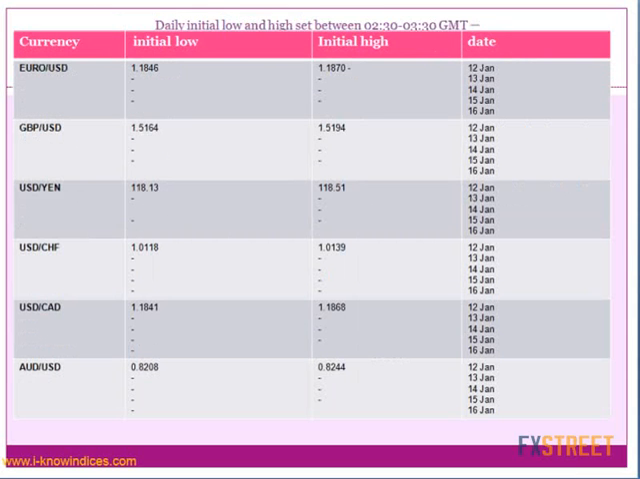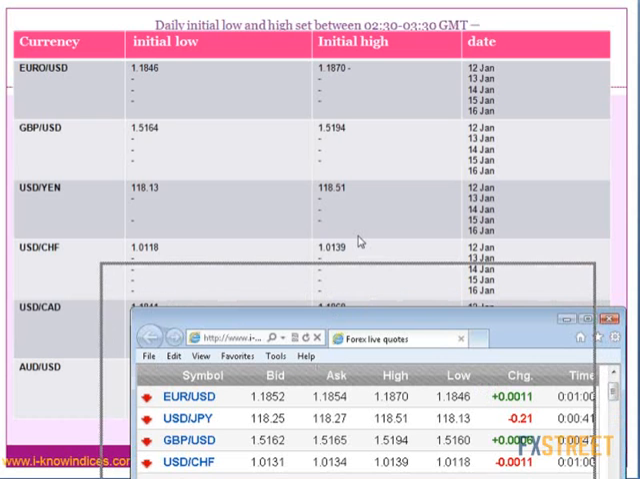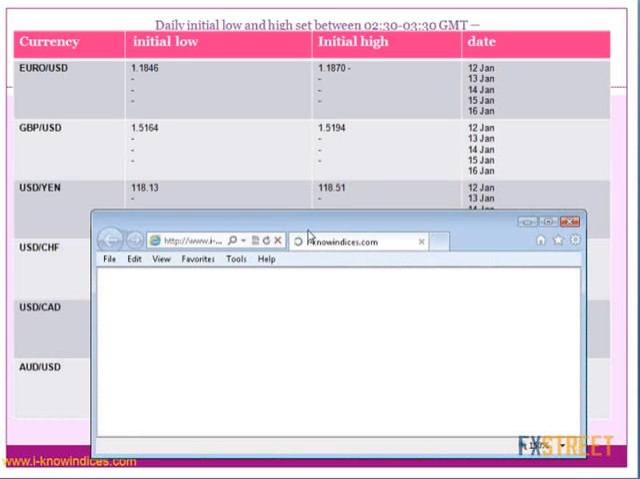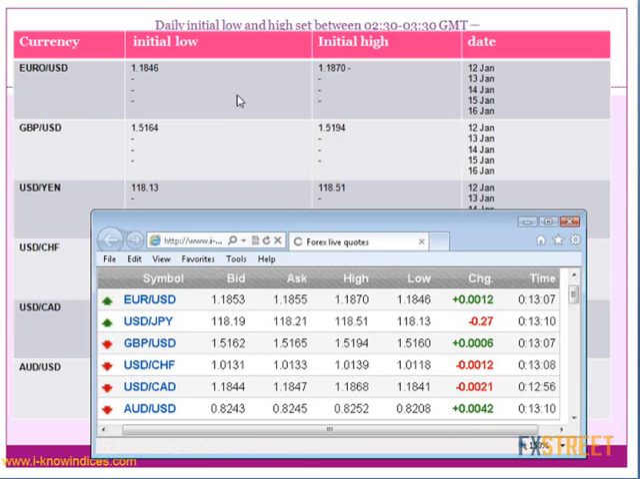Now coming to the market trading technique, they set the initial highs and the lows around 3:30 GMT in the market. Currently, let us compare the live market code page with the levels noted down by 3:30 GMT. So Euro formed the low 1.1846 and the high was 1.1870. They have not breached the low or the high.